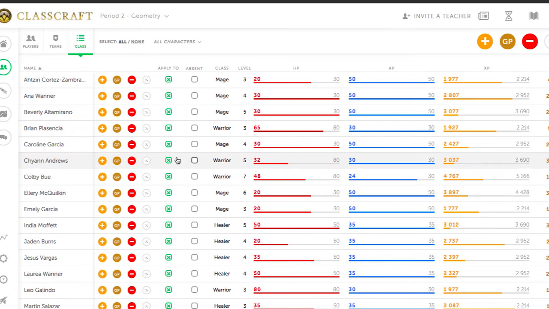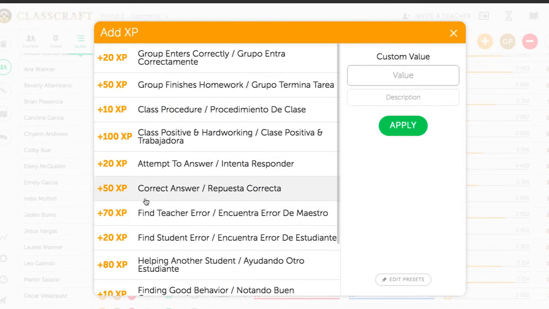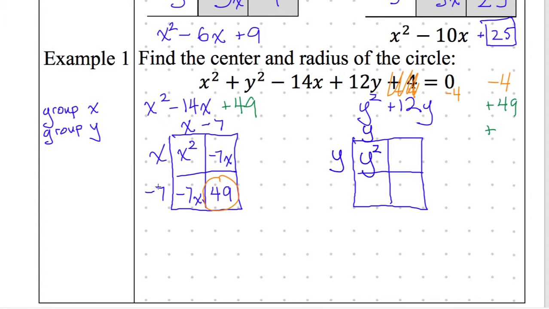Yeah, Leo, you're awesome. You have your card in. You got your XP. There's your marble. All right, Leo set up the first part of completing the square. Good job, Leo. Next I do what?